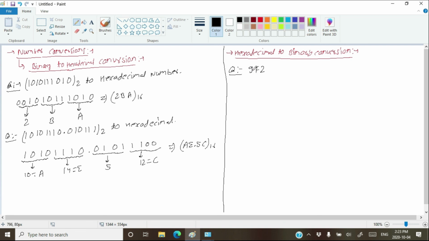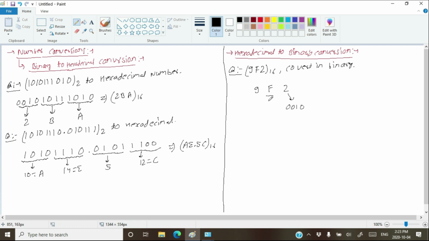The question is 9F2 in base 16. This number is represented in base 16, that is the hexadecimal number. Convert this number in binary. So what you do here is just write these numbers 9F2 and represent all the hexadecimal digits in 4 binary bits. So you can represent 2 in the 4 binary bits as 0010.